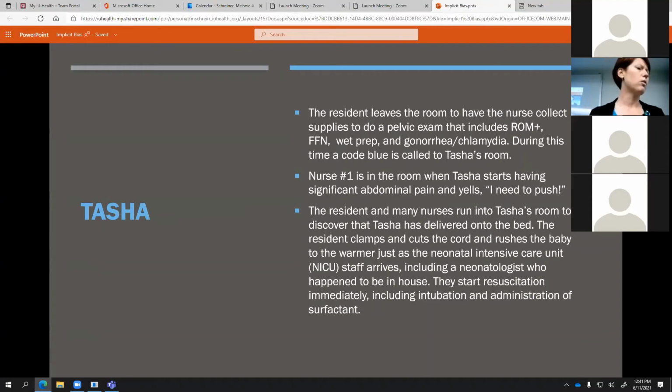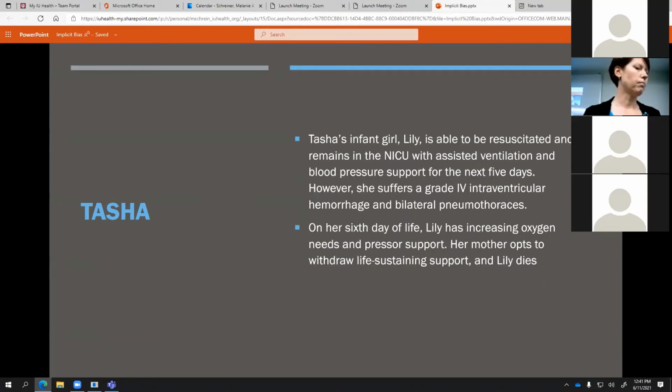The first nurse in the room, when Tasha starts having significant abdominal pain, yells, "I need to push." The resident and many nurses run into Tasha's room to discover that Tasha has delivered onto the bed. The resident clamps and cuts the cord and rushes the baby to the warmer just as the NICU staff arrives, including a neonatal doc who happened to be in-house. They start resuscitation immediately, including intubation and administration of surfactant.